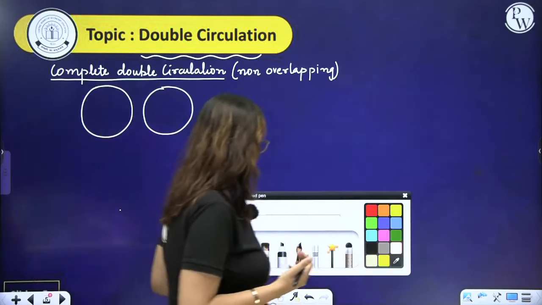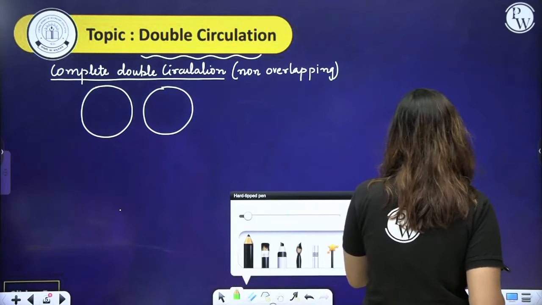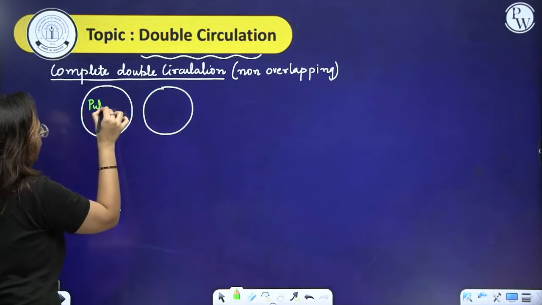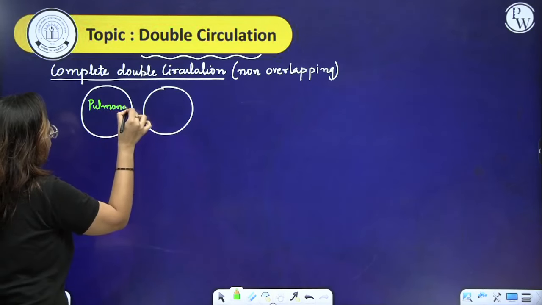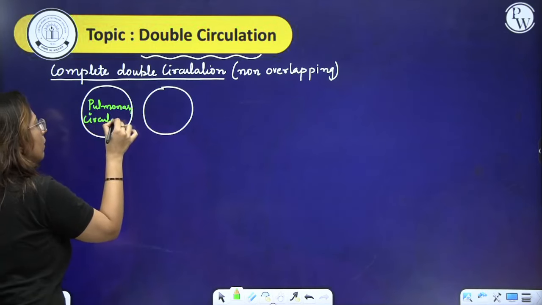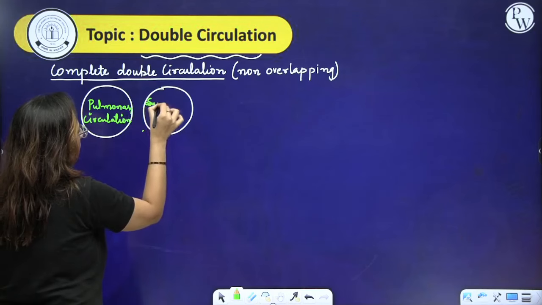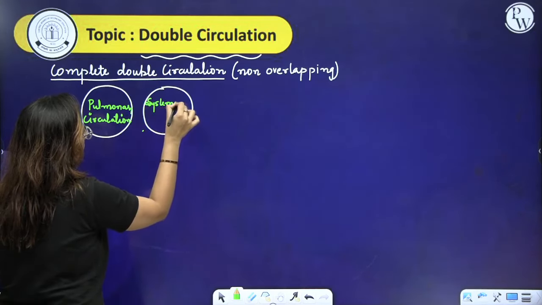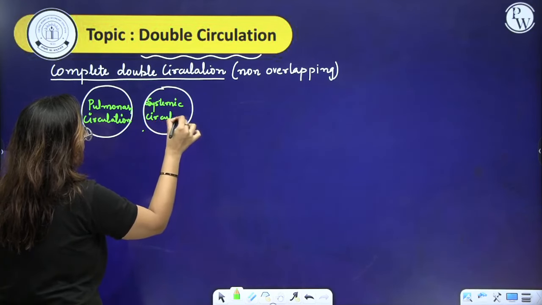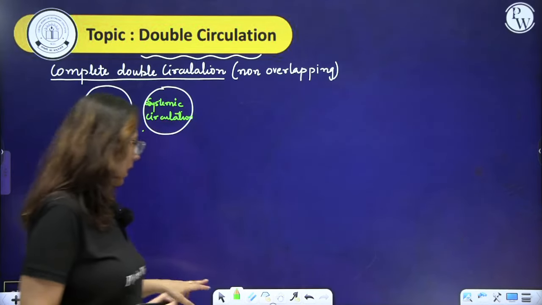Now, the two circulations which we are discussing: the first one is the pulmonary circulation, and the second is the systemic circulation. Two circulations are there. Clear? And how is it possible?